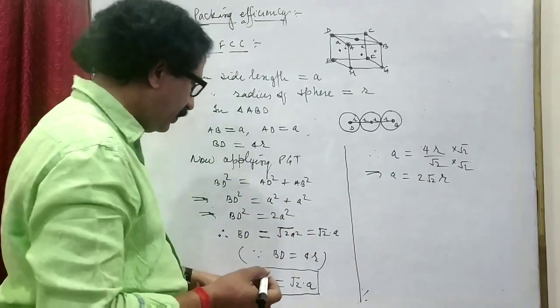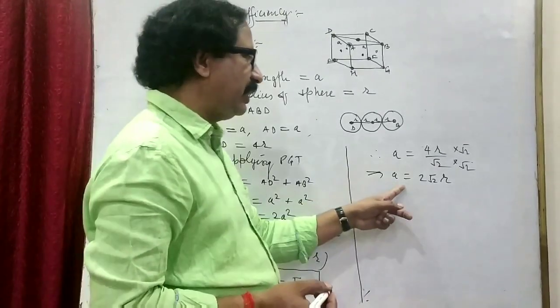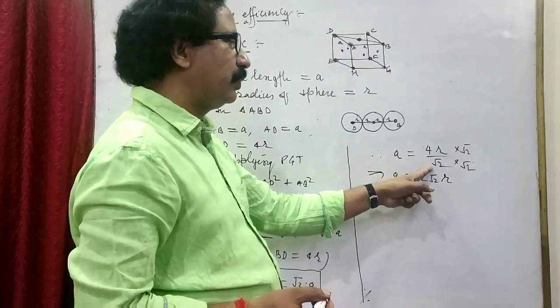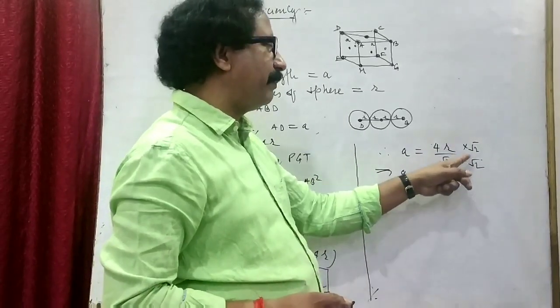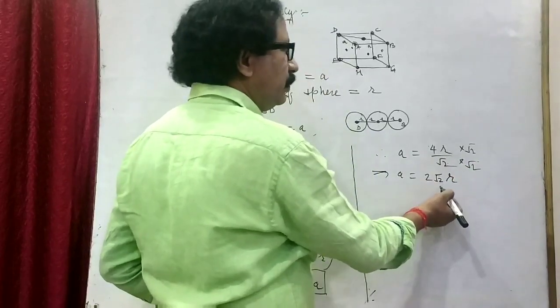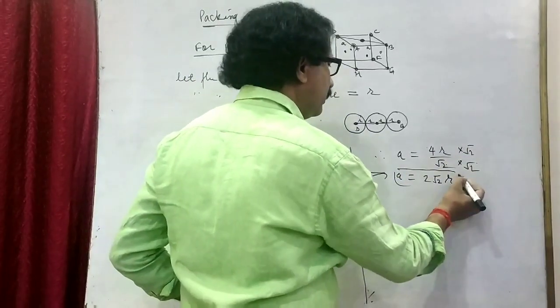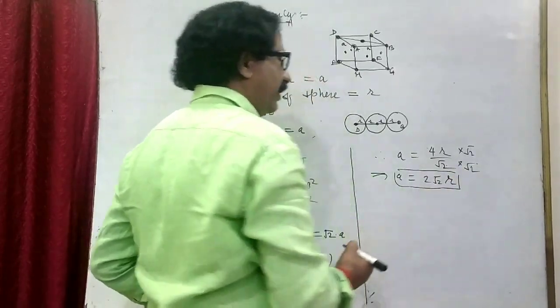This is the value because 4R is equal to root 2 into A. Therefore A is equal to 4R upon root 2. Simplify this one by multiplying root 2 on both sides. Root 2 becomes 2. 2 2s are 4 and root 2 stays as it is. This is the value of A.